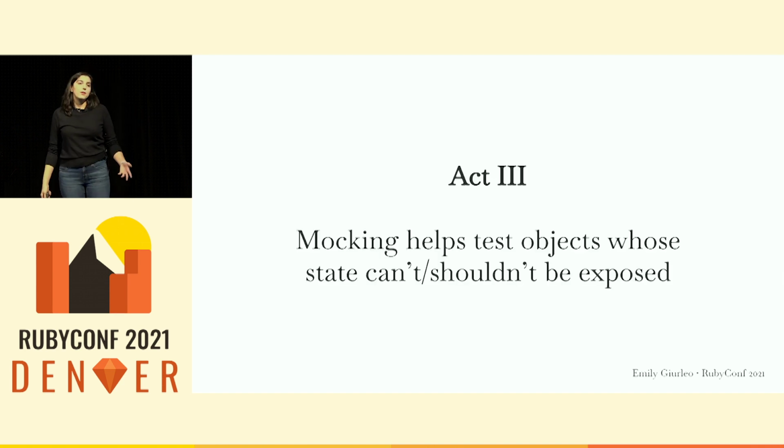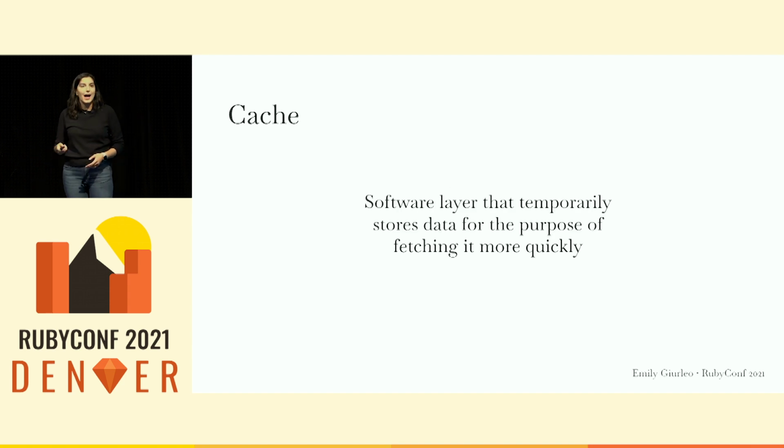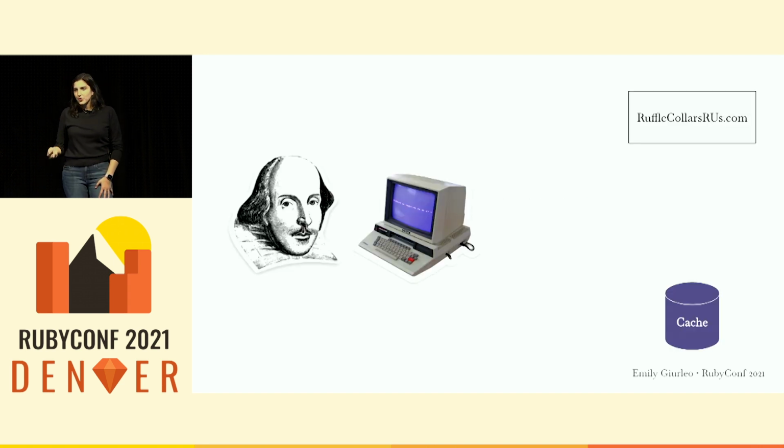The final scenario I wanted to talk about where mocks can really benefit us is using mocks to test objects whose state can't or shouldn't be exposed. The best example that I've come across for this is a cache. Now, there are many different types of caches, but for the purpose of this talk, I'm going to say that a cache is a software layer that temporarily stores data for the purpose of returning it more quickly in the future. The cache that we interact with most is probably our browser cache.